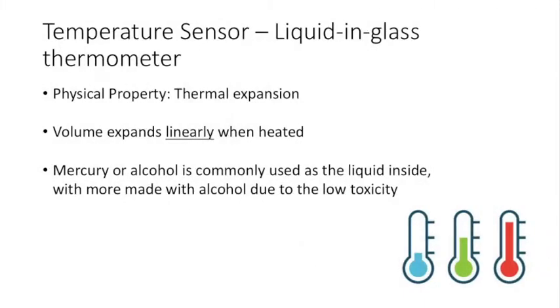The last and the most common type of temperature sensor is the liquid in glass thermometer that is used in a laboratory. The liquid in the thermometer expands when heated and rises up to a scale that is previously calibrated. From there, the temperature can be read. The most common liquids used are mercury and alcohol, with alcohol being more common due to its low toxicity as compared to mercury.